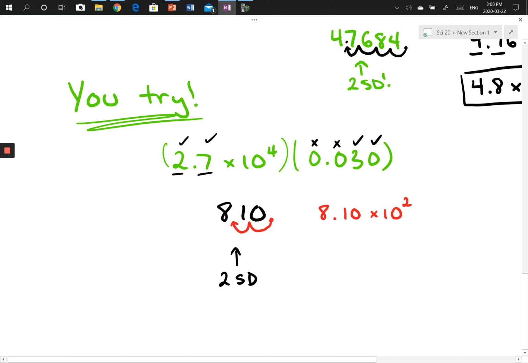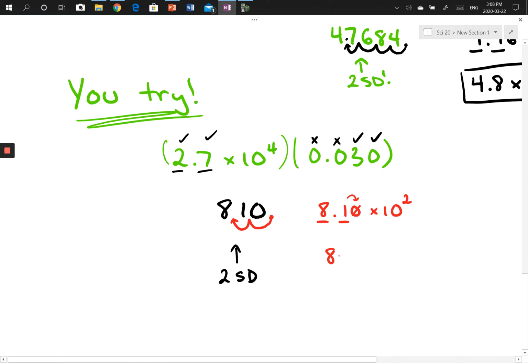And I need to round this to 2 sig digs. That 0 tells me I can keep my 1 the same, so I'm just going to drop that 0 and get 8.1 times 10 to the 2.